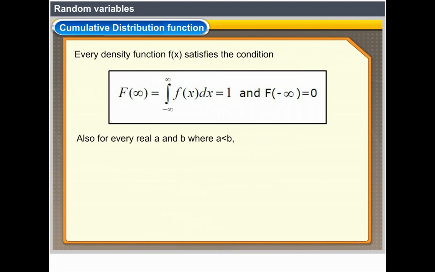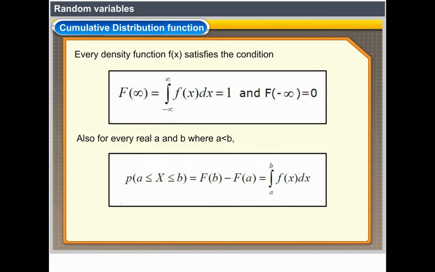Also, for every real a and b where a less than b, probability of a less than or equal to X less than or equal to b equals F of b minus F of a, equal to integral from a to b of f of x dx. Also, if the function F of x is continuous at some point x, then F dash of x equal to f of x. We have to notice it clearly. After differentiating the capital F of x, we will get the small f of x. That's what we have written here: capital F dash of x equal to small f of x.